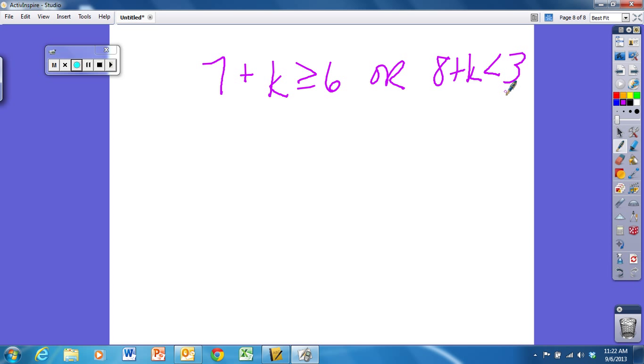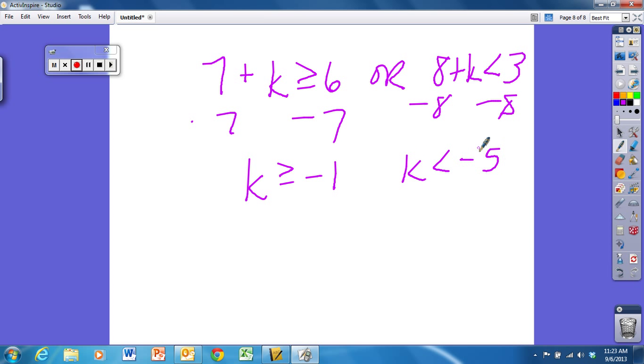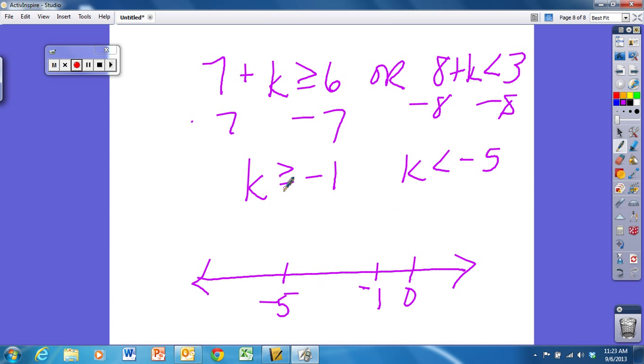So to solve this inequality, you're going to go minus 7 from both sides. So k is greater than or equal to negative 1, or subtract 8 from both sides. k is less than negative 5. If you were to graph this on a number line, here's 0, here's negative 1, here's negative 5. k is greater than or equal to negative 1 looks like this. k is less than negative 5 looks like this. This is going to always be true for or inequalities. They're going to go away from each other because either something over here makes it true or something over here makes it true.